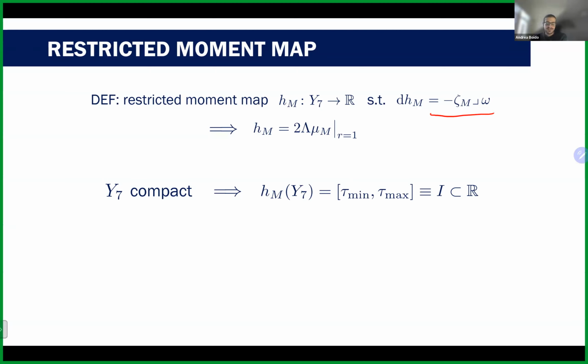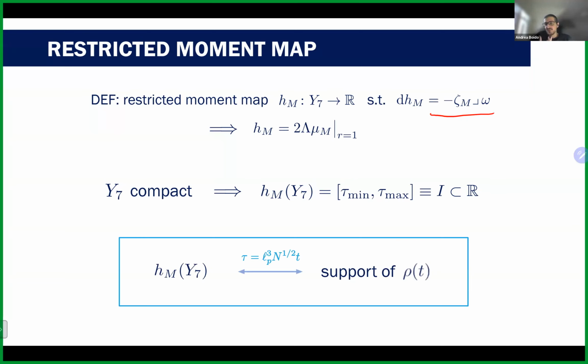Now, we know that Y7 is a compact space, so the image of this function will clearly be an interval in the real line, and I'm calling this I, with extrema tau min and tau max. This is good because the support of rho is also an interval, as I told you. If you identify tau and t in this way, where l_P is the Planck length and N is the number of branes, then there is a precise matching between the two things. That's good, but we can actually do better.